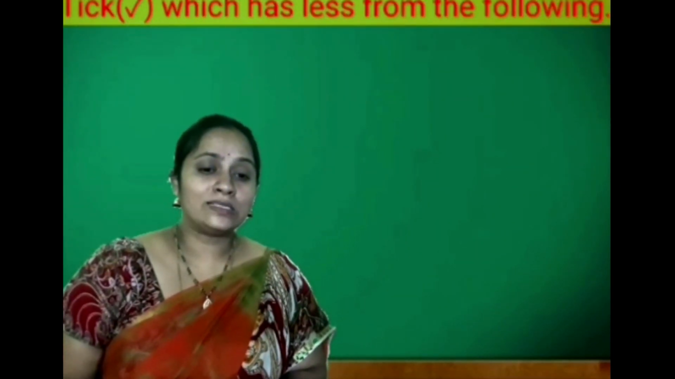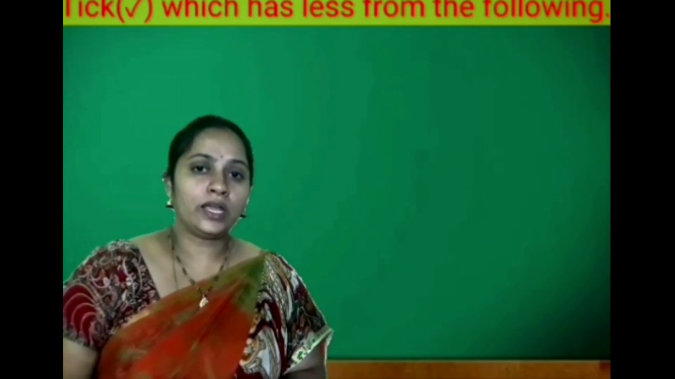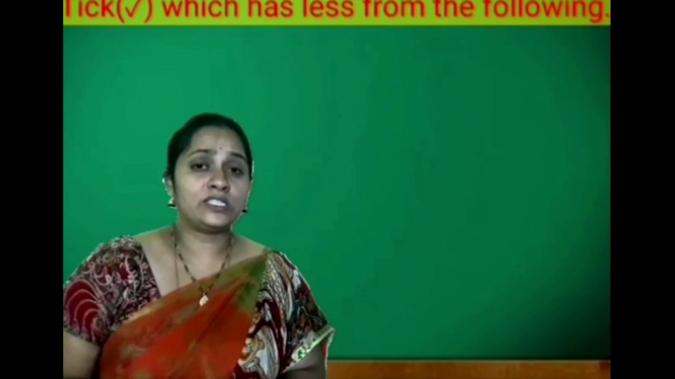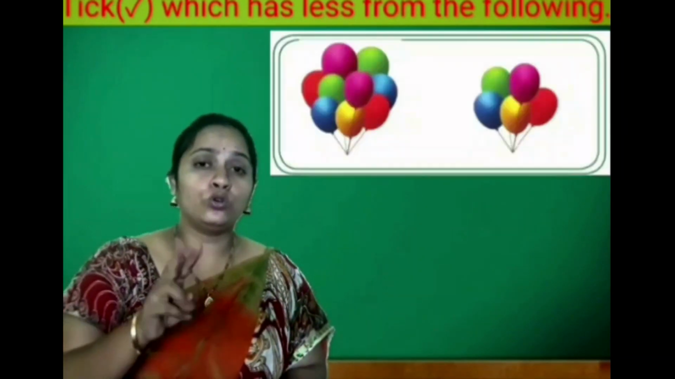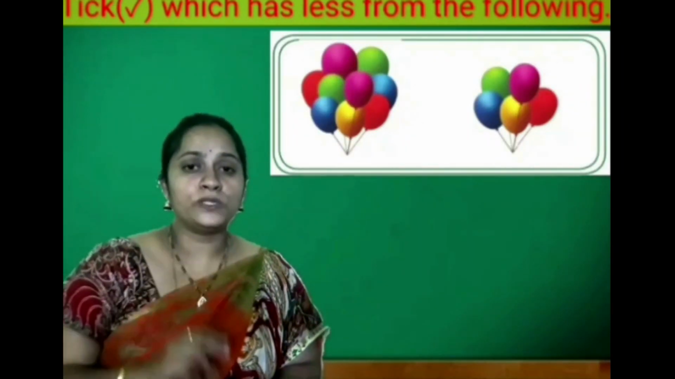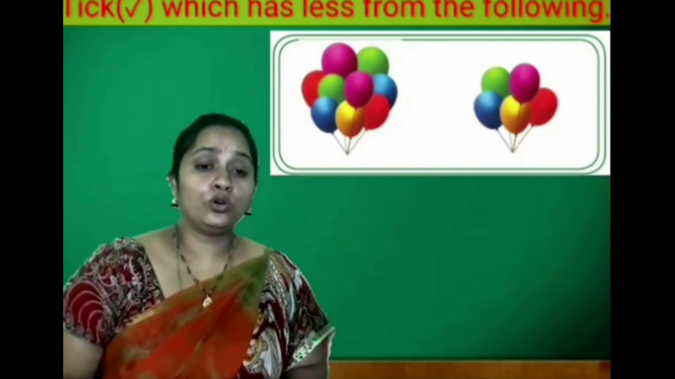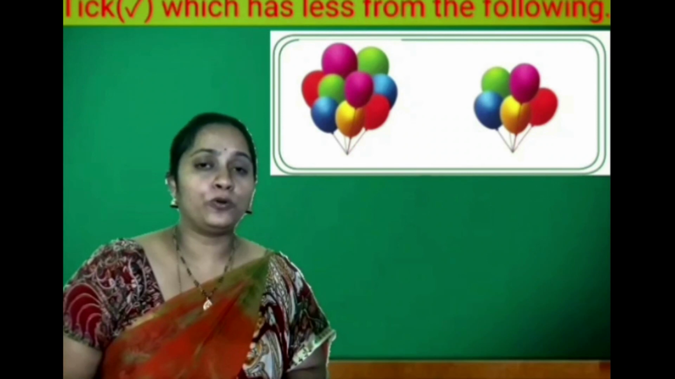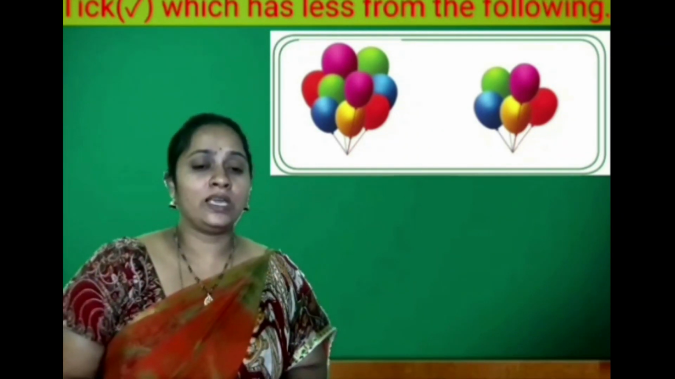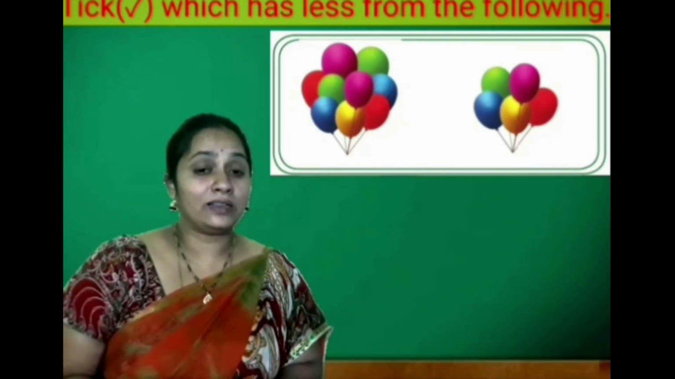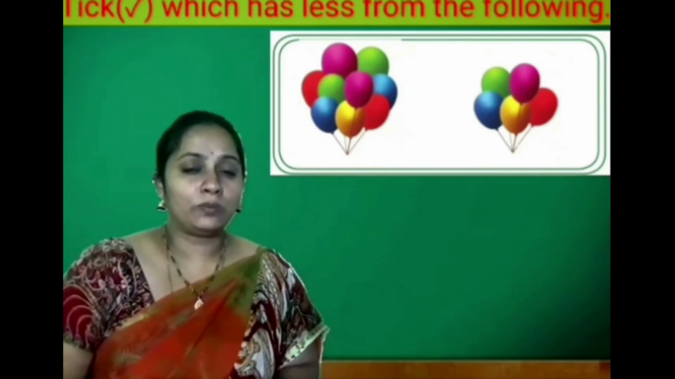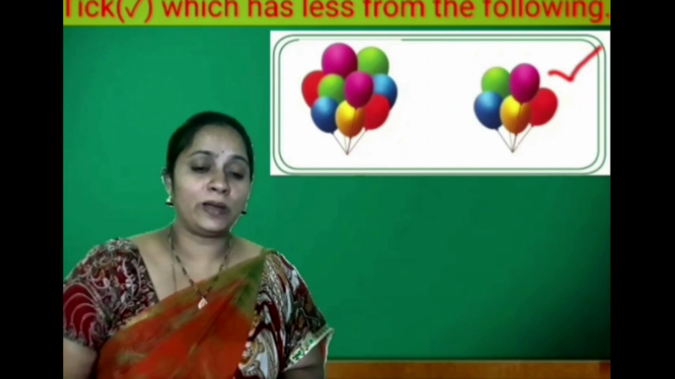Tick which has less from the following. See children, in the first box they have given 2 groups of balloons. In the 2 groups, which group has fewer balloons? We have to put a right mark upon that. By seeing that we can understand that the second group has fewer balloons. So put a right mark upon the second group of balloons.